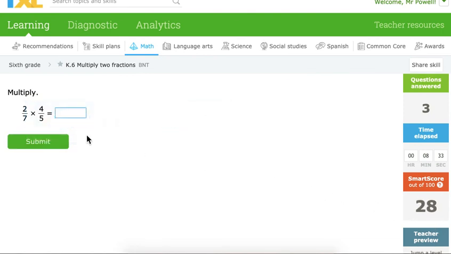Okay, so again, we just multiply the numerators to get our new numerator and the denominators to get our new denominator. So you would end up with 8/35.